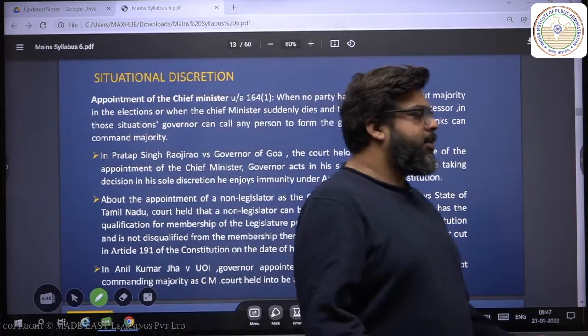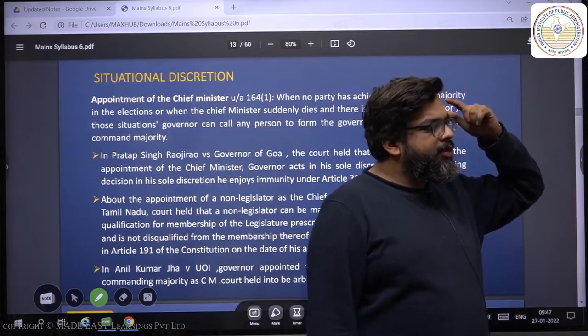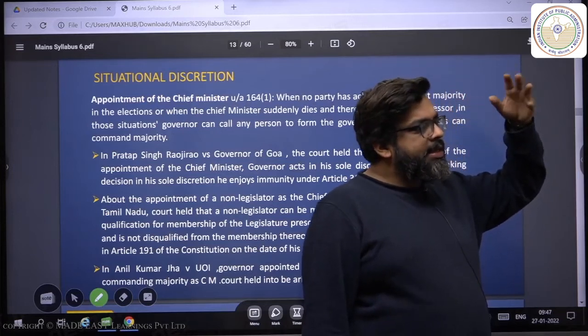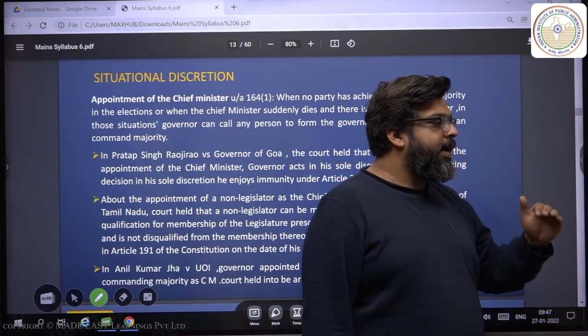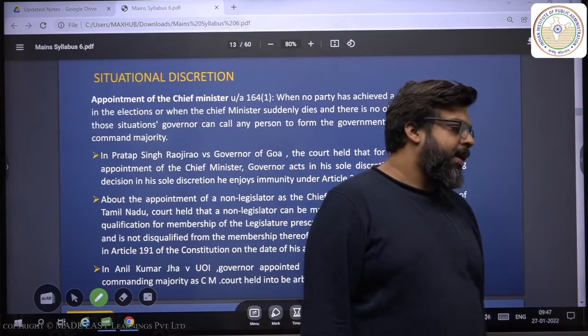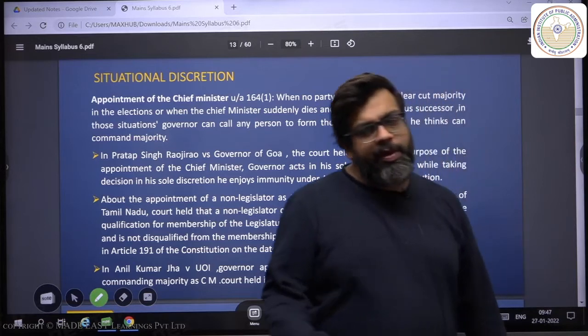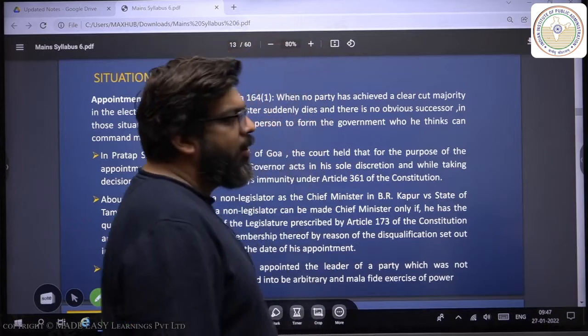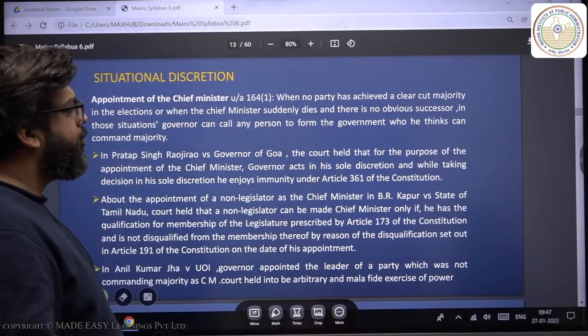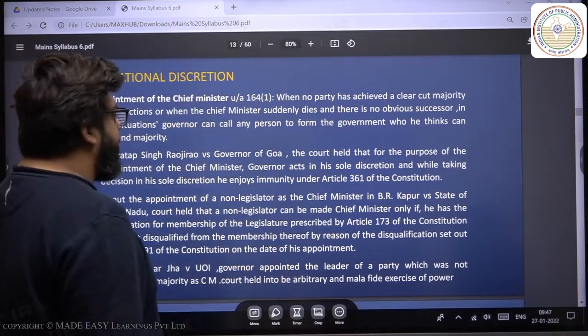Suppose there is no clear majority, then the governor can use their own wisdom and decide which party they want to form the government, and then inform the party that sooner or later there could be a floor test, which means the party may have to prove its majority on the floor of the house for you to continue as the majority party.